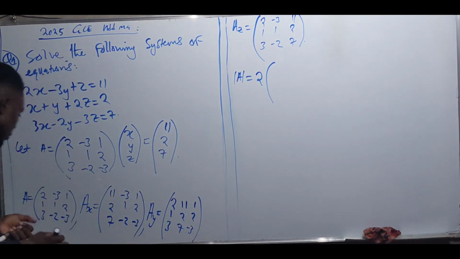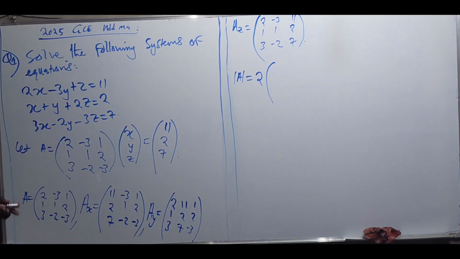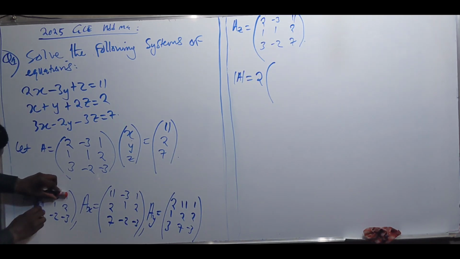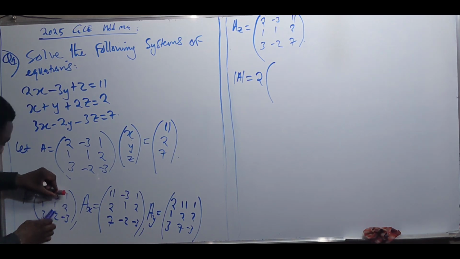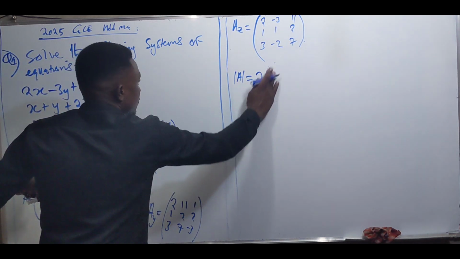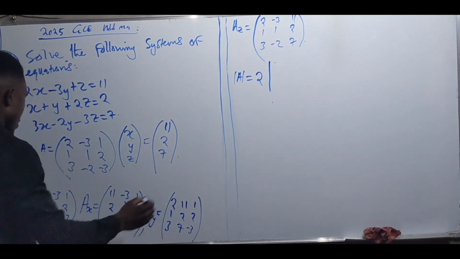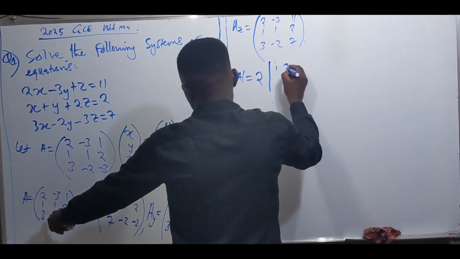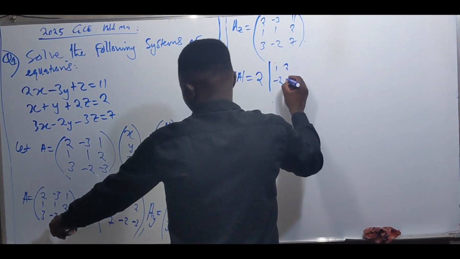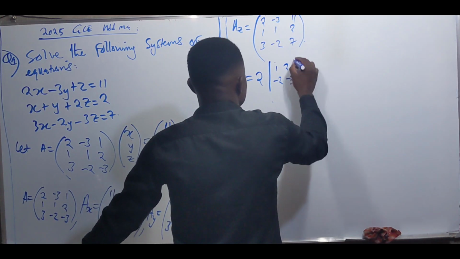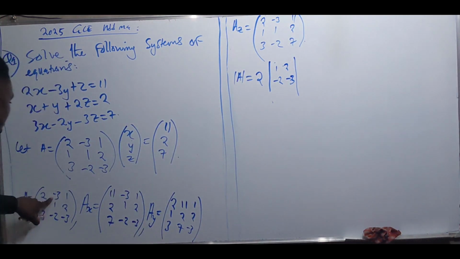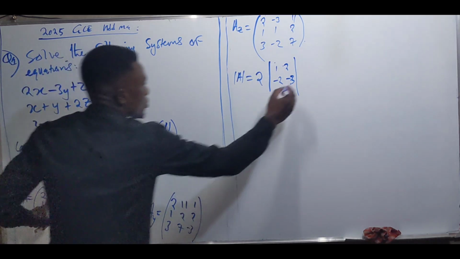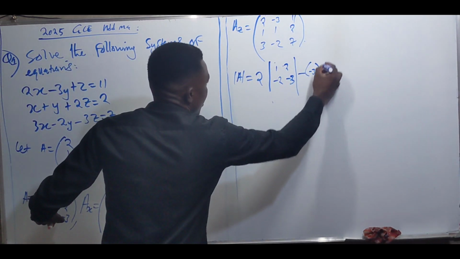Then I'm supposed to delete the row as well as the column. Then I'll remain with 1, 2, negative 2, as well as negative 3. So I'm remaining with 1, 2, negative 2, and negative 3. The next element is assigned a negative, so I'm going to say minus, this is negative 3.